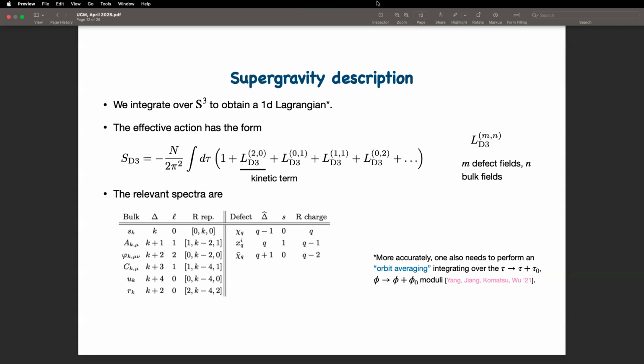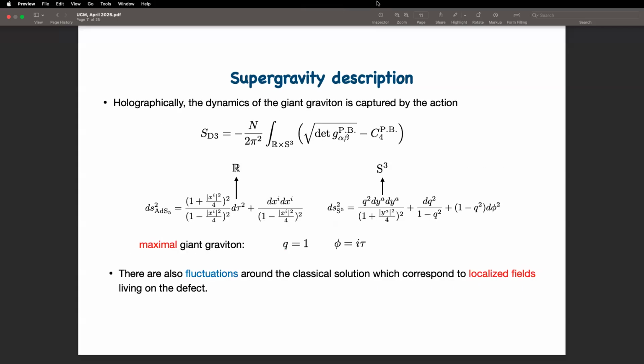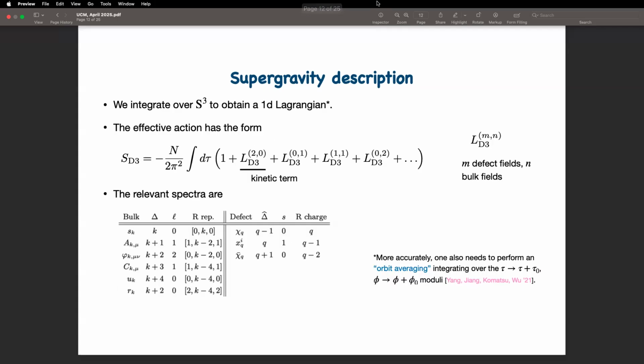Okay? And here there's a small caveat, which is that if we want to say this more accurately, we also need to perform a so-called orbit averaging for the moduli space. The reason is that when I write down the classical solution here, this is actually one of infinitely many solutions, because I can shift my time by some amount tau 0 and my starting angle by some phi 0, and this is still a solution.